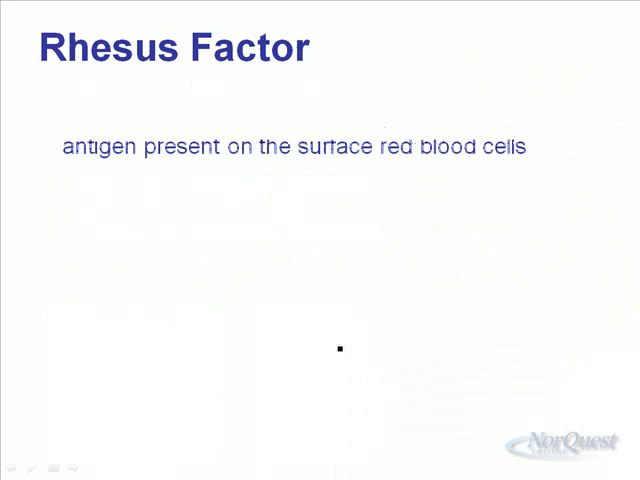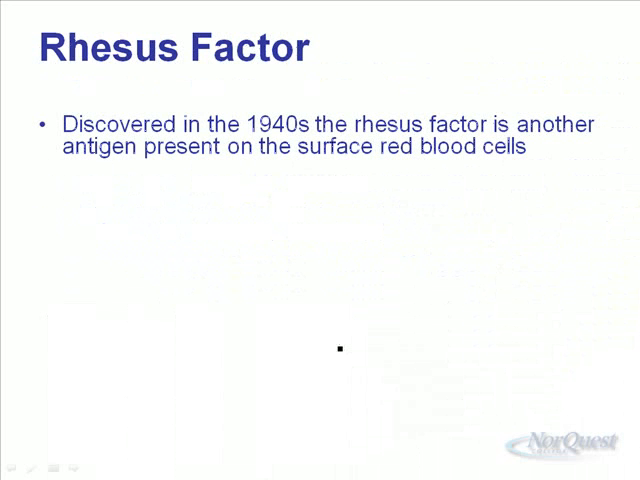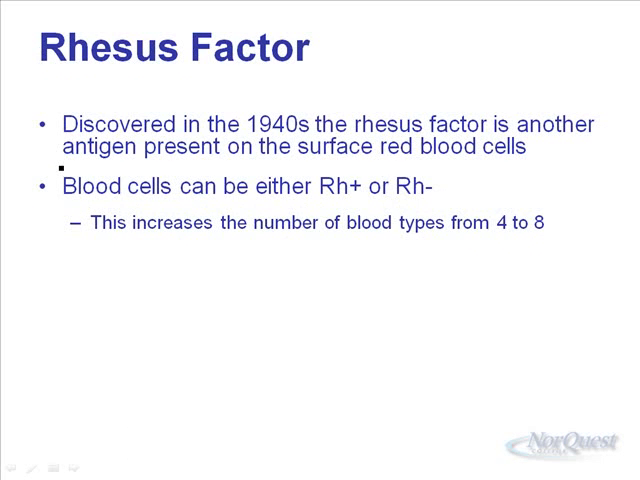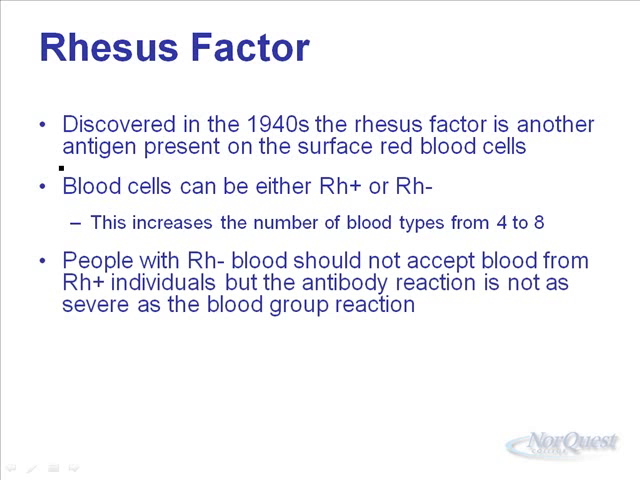Another antigen on red blood cells that was discovered in the 1940s is the rhesus factor. It's another antigen, just like the A and B antigen. This one is called the Rh antigen. If you're Rh positive, it means the antigen is present. If you're Rh negative, it means the antigen is not present. So this increases the number of blood types from 4 to 8, because you can be type A positive, type A negative, type B positive, type B negative, and so on.